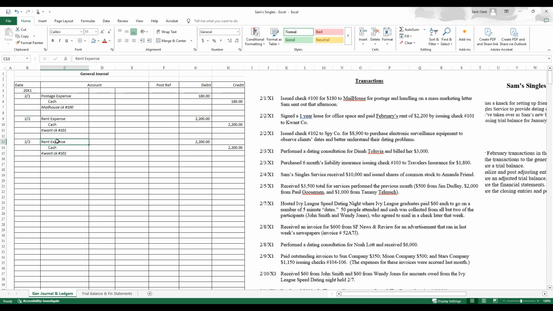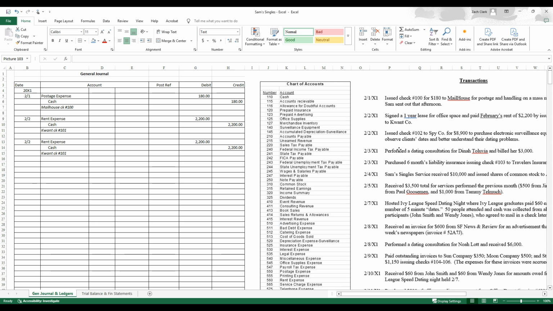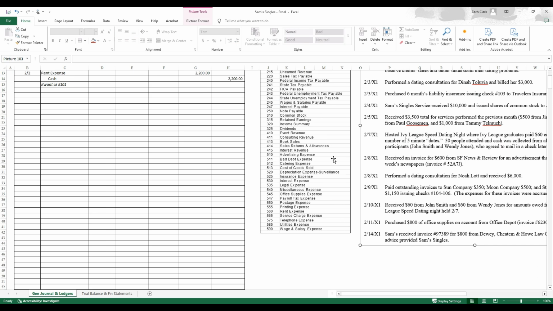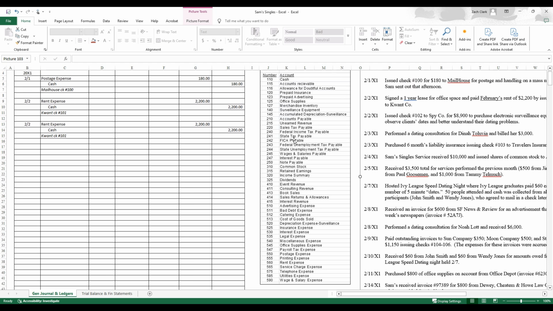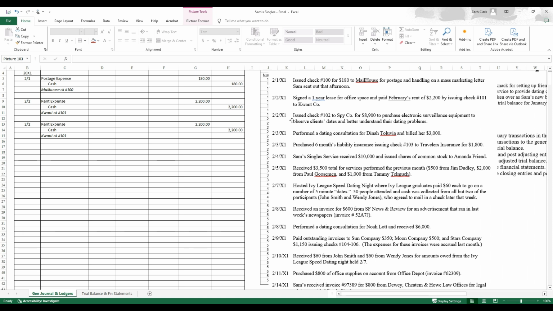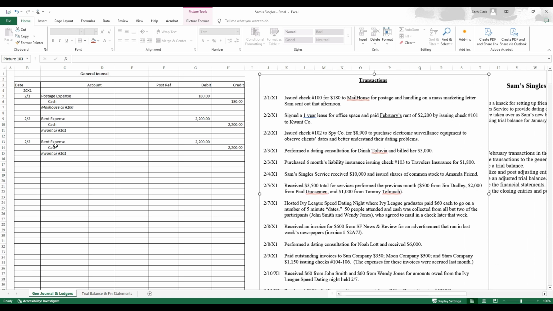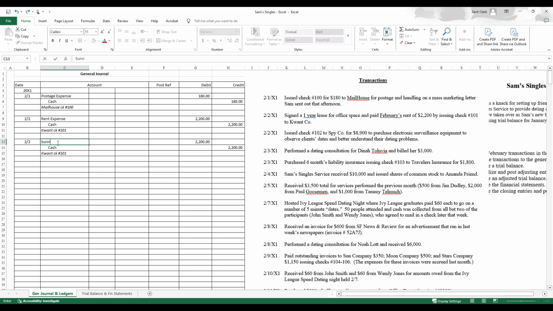Okay, again, I'm going to copy my journal entry formatting from before. I'm going to go back and check my chart of accounts again. So I'm dragging the transactions screenshot out of the way. And I want to see what accounts we have to record our surveillance equipment. So, okay, surveillance equipment is the name of the account, 140. So that's going to be our debit then. I think I spelled that right. Let me do a quick spell check.